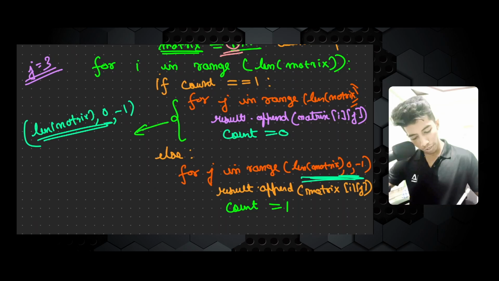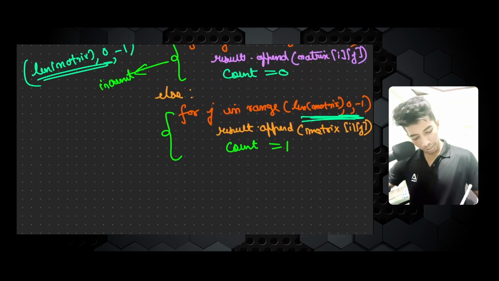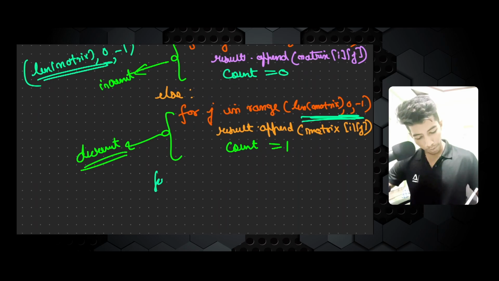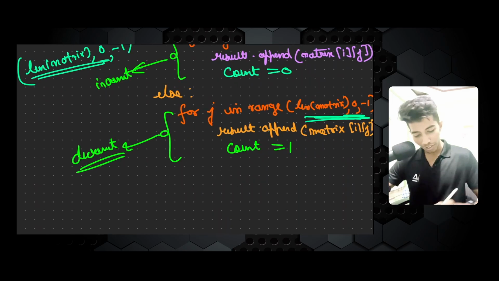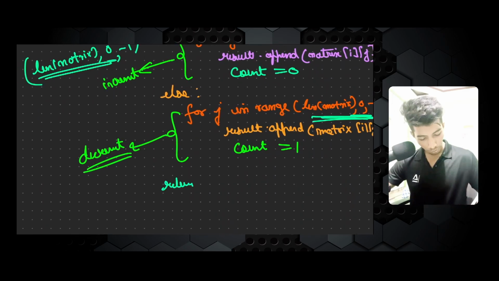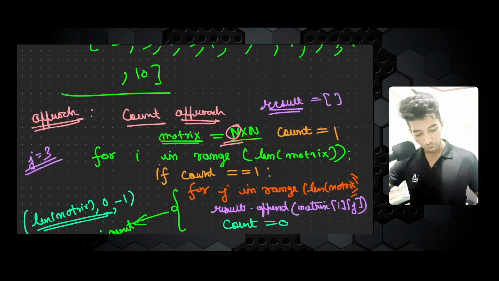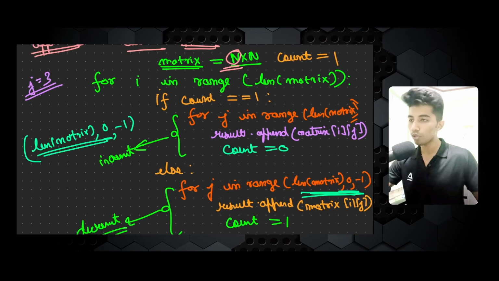So by using this I will increment, and by using this I will decrement, and by the end I will print my result, or in the terminology sense I will return the result. So this will be my basic approach to solve this. By using this I'm going to solve this problem. Now let's see how it actually looks when we solve it.